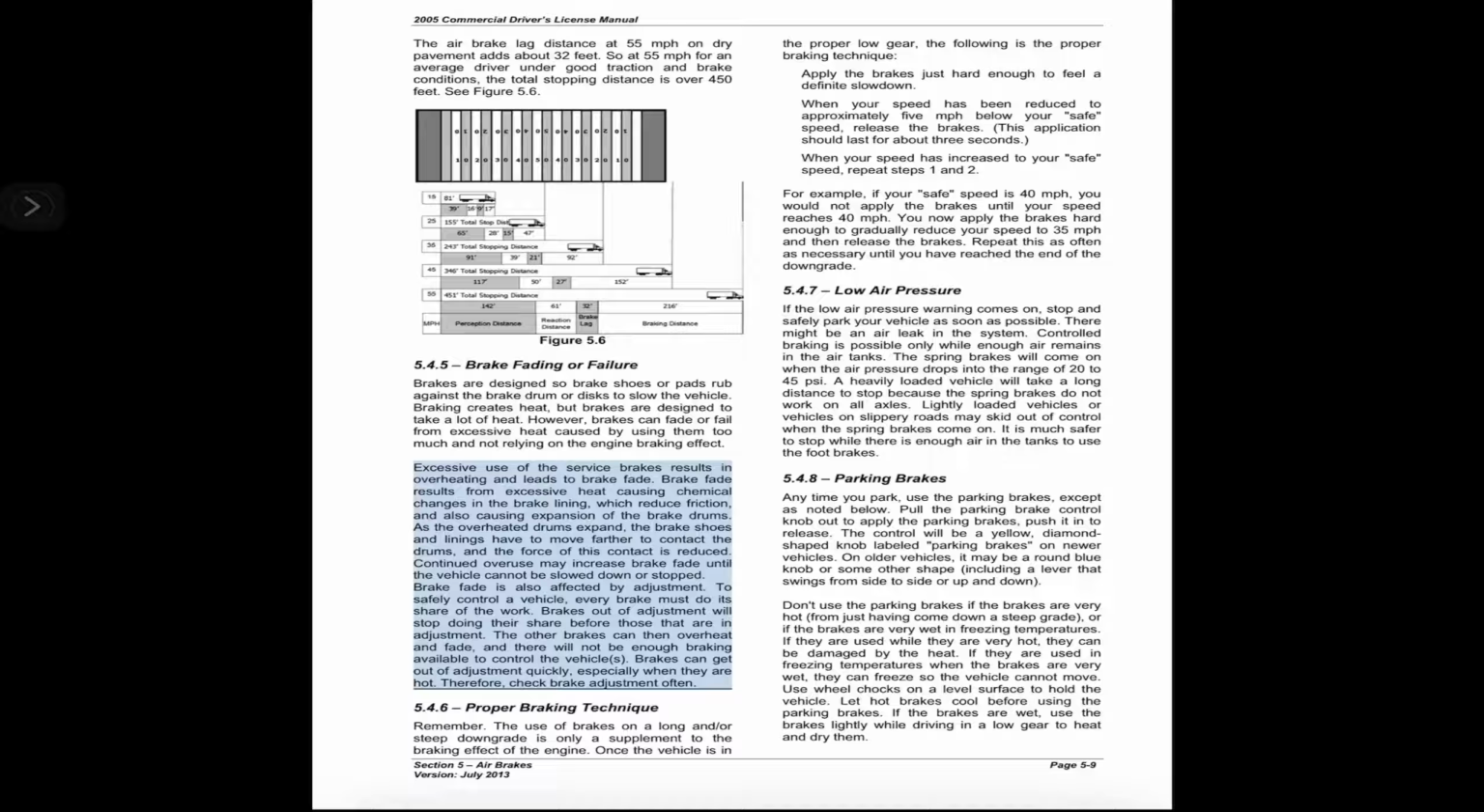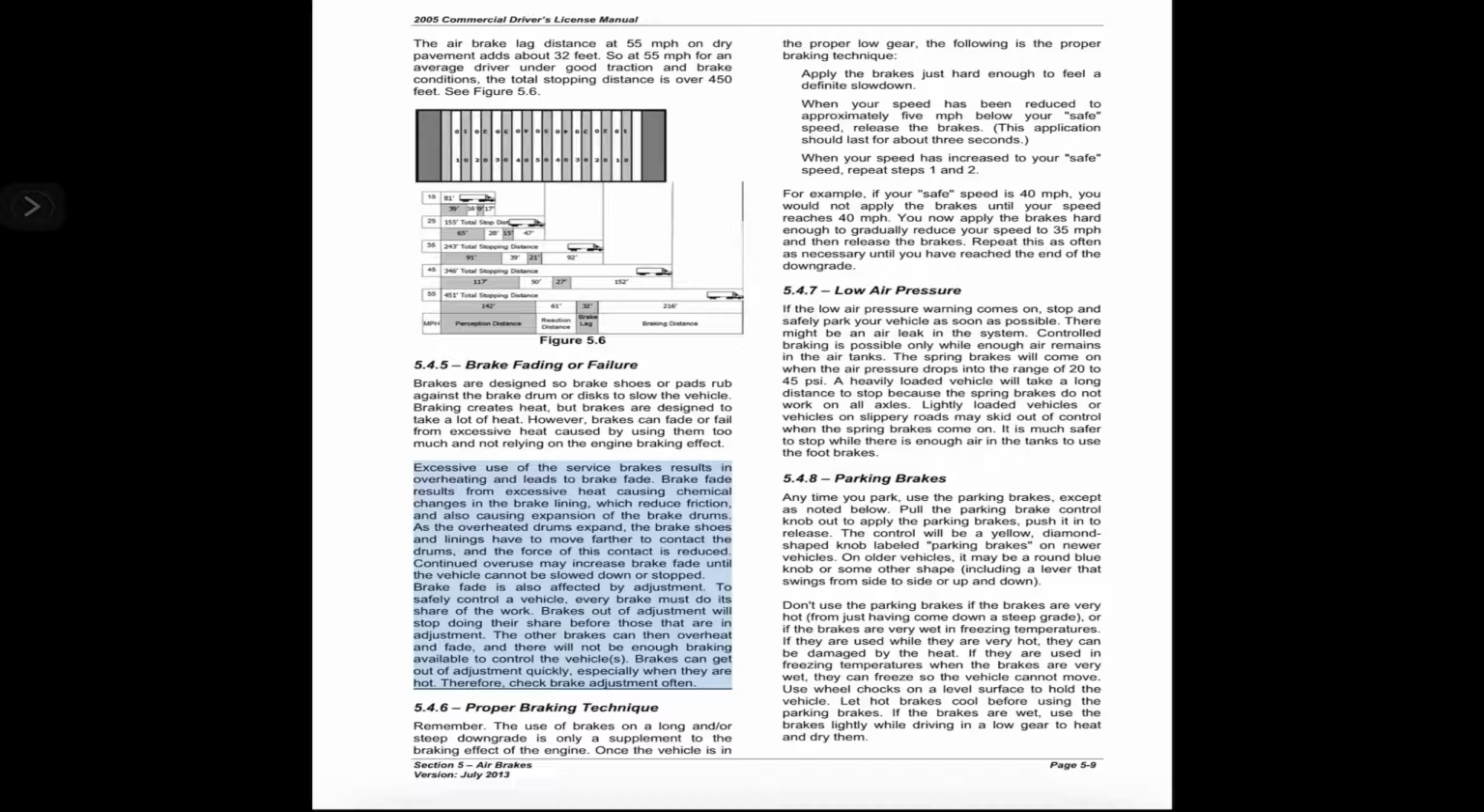Brake fade results from excessive heat causing chemical changes in the brake lining, which reduce friction, and also causing expansion of the brake drums. As the overheated drums expand, the brake shoes and linings have to move farther to contact the drums, and the force of this contact is reduced. Continued overuse may increase brake fade until the vehicle cannot be slowed down or stopped.